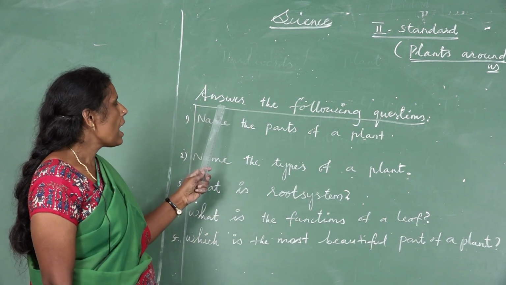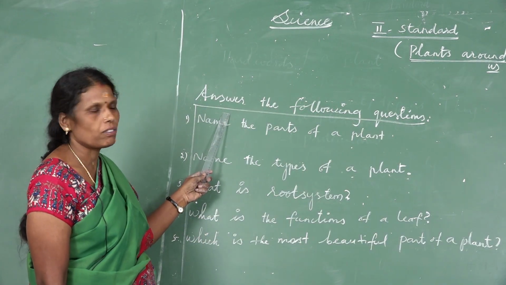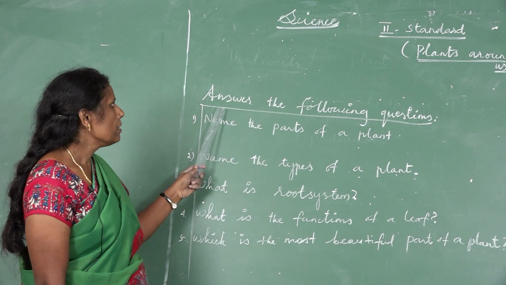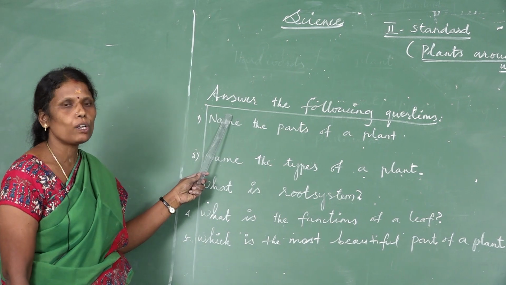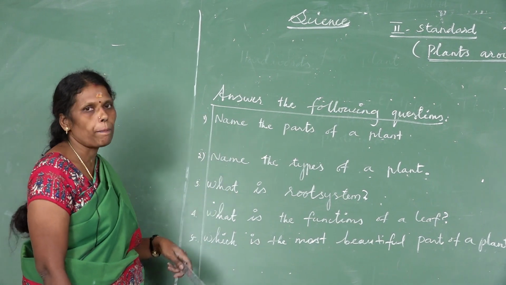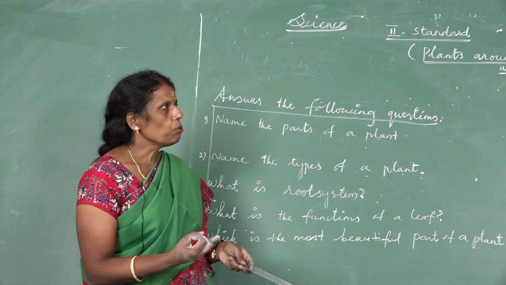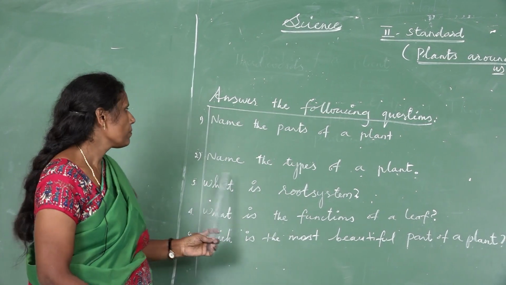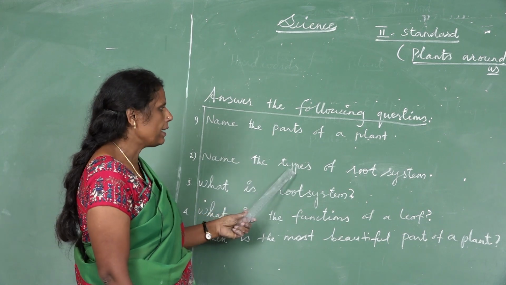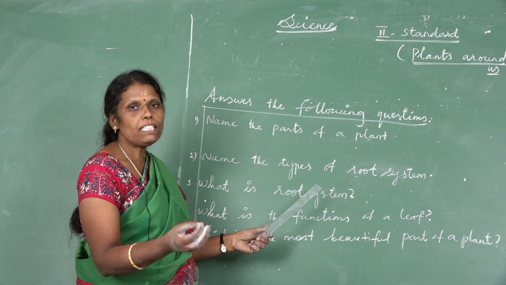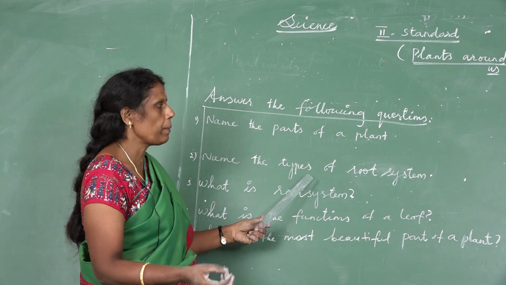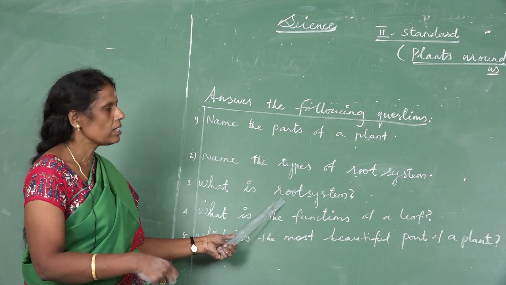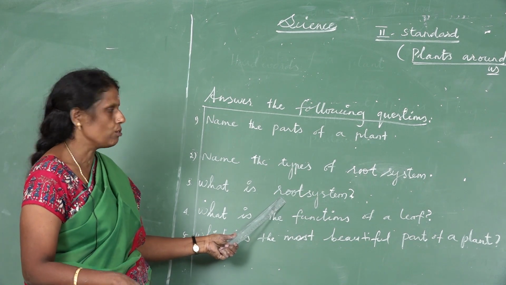Okay students, I am giving 5 questions. You must read and write the answers in your notebook. Now see the title. Answer the following questions. Name the parts of a plant. Root, stem, leaf, flower, fruits. The second question is name the types of root system. One is taproot system, another one is fibrous root system. What is root system? The part that grows under the ground is called root system.